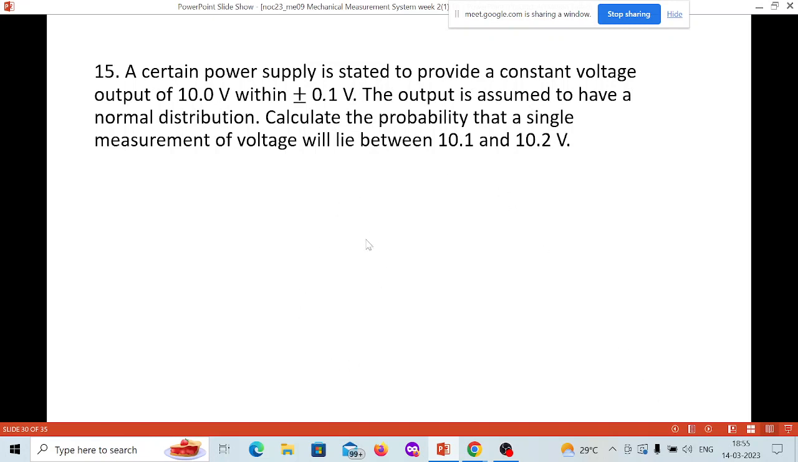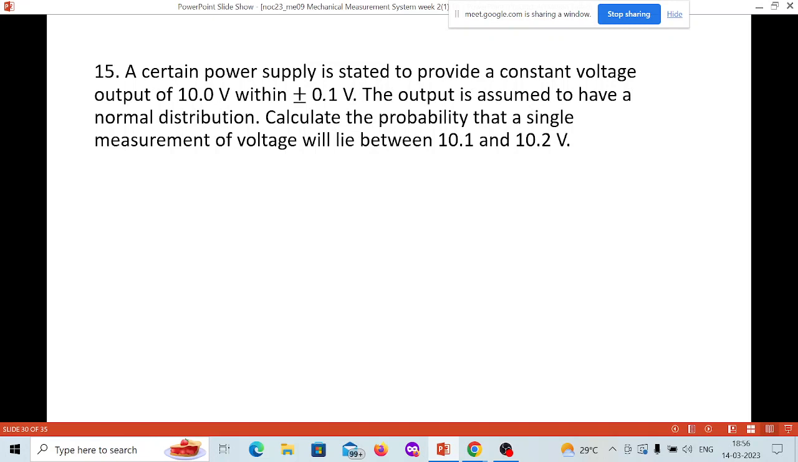As you can see, this being a normal distribution, there will be a bell curve, and the mean value will be 10. We are expected to calculate the probability in the interval of 10.1 to 10.2. So you have a mean value of 10, a bell curve, and you have 10.1 and 10.2. The area under that region will give you the probability.